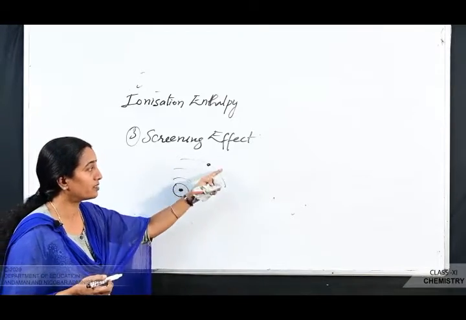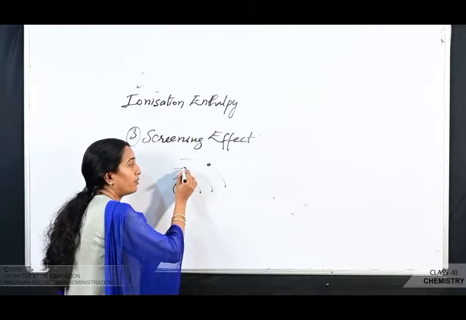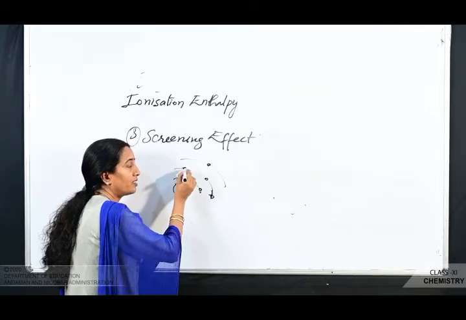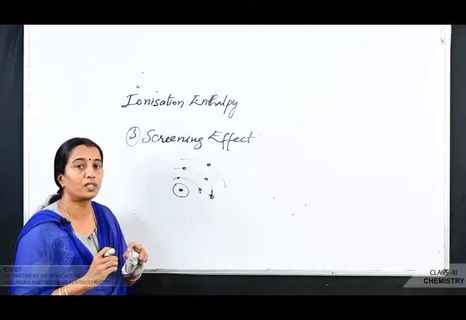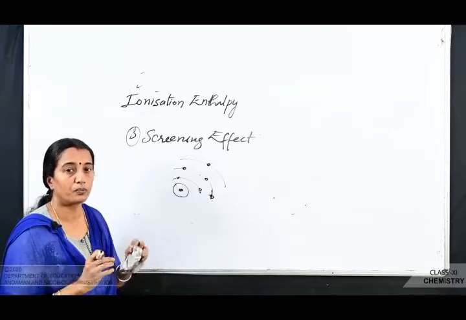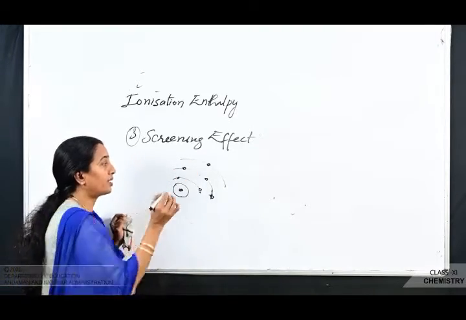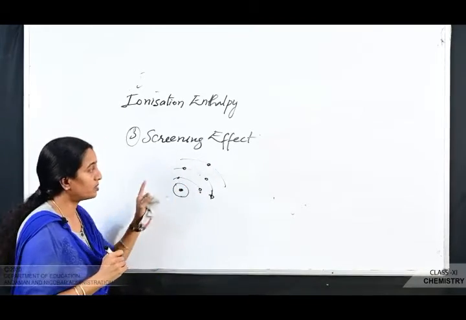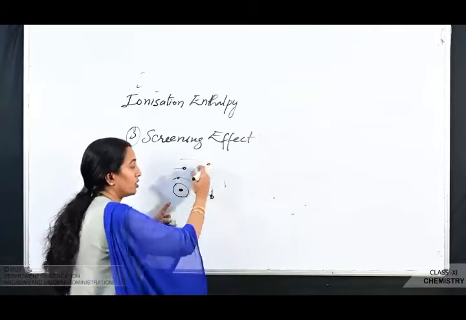Why are they not experiencing the complete nuclear charge pull? The reason is the repulsive interaction of the inner electrons. In the inner energy levels, electrons are present, and they produce a repulsion force. So the pull decreases. That means the inner shell is going to shield the outermost electron from the nucleus.